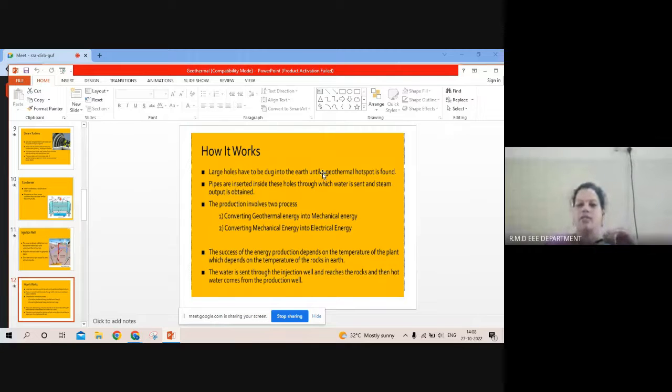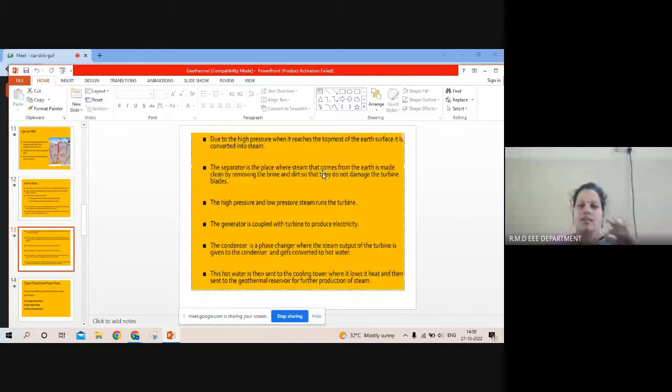So here, the efficiency of the energy production purely depends upon the temperature of the plant as well as the temperature of the rocks inside the earth. And water is sent through the injection well. Once it reaches the rock, the hot water comes up from the production well. This is a cyclic process.